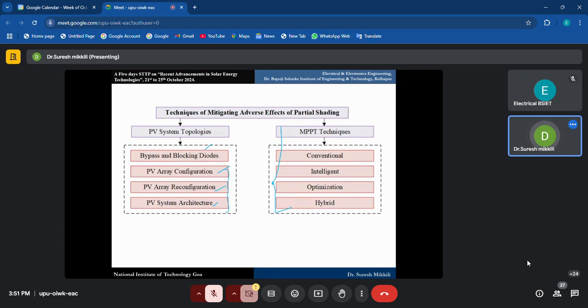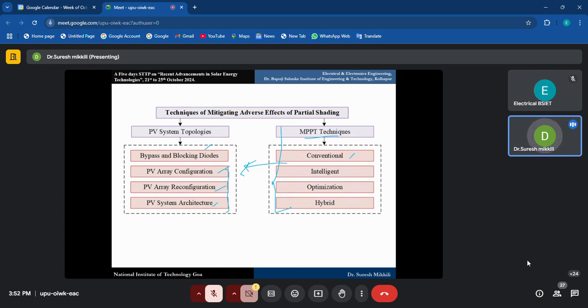We can consider these MPP techniques to extract the maximum power. So how we will mitigate the partial shading effect is by considering bypass and blocking diodes, or different PV configurations can be considered, reconfiguration can be taken, different PV architectures can be considered, or else for all these configurations or reconfigurations or different architectures, we can use MPPT techniques. What is MPPT? Maximum power point tracking techniques.